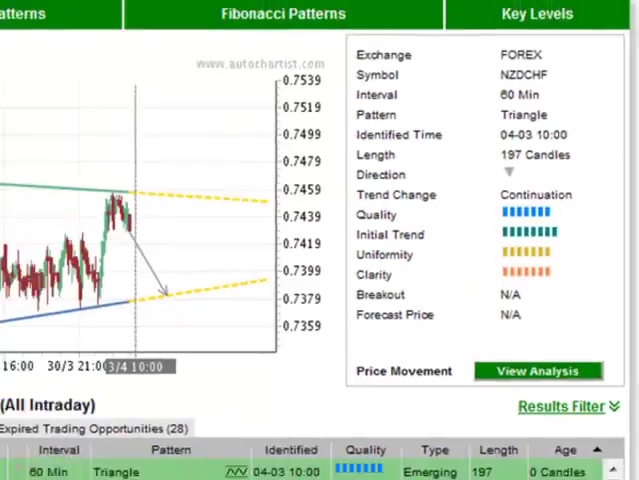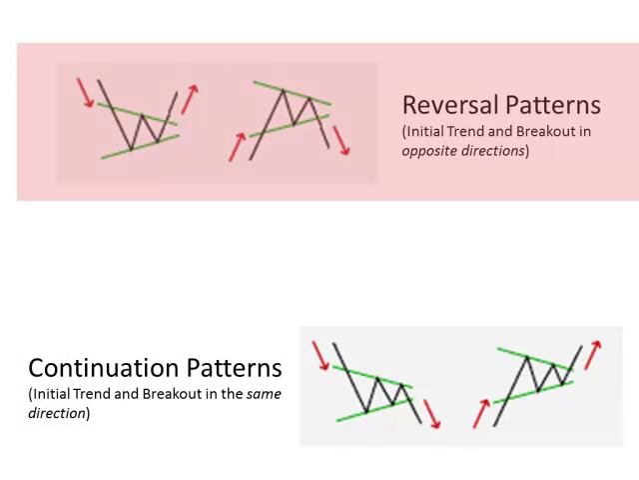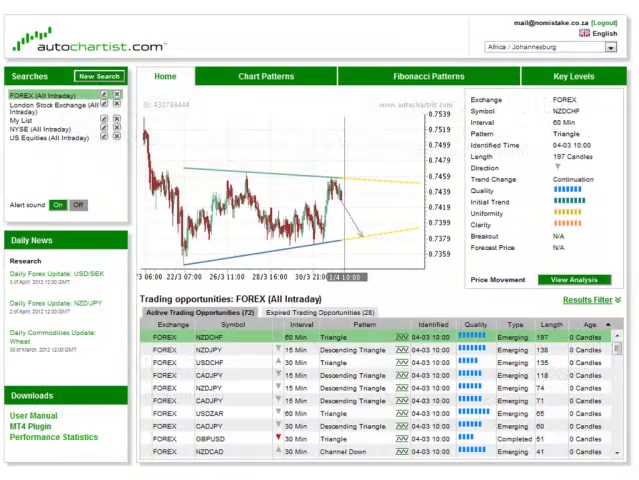Remember our discussion in the video on chart patterns. Continuation patterns break out in the same direction as initial trend, while reversal patterns break out in the opposite direction of the initial trend. The easiest way for you to know in which direction the pattern is expected to break out is to see where the direction arrow is pointing.